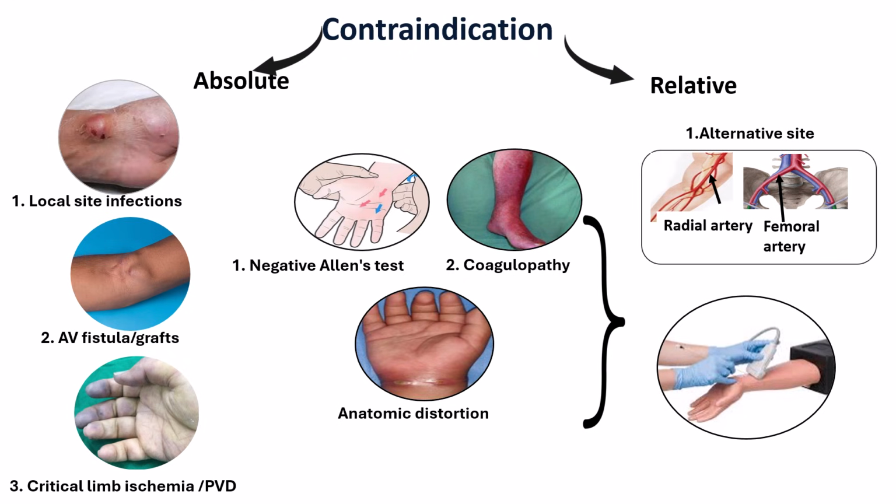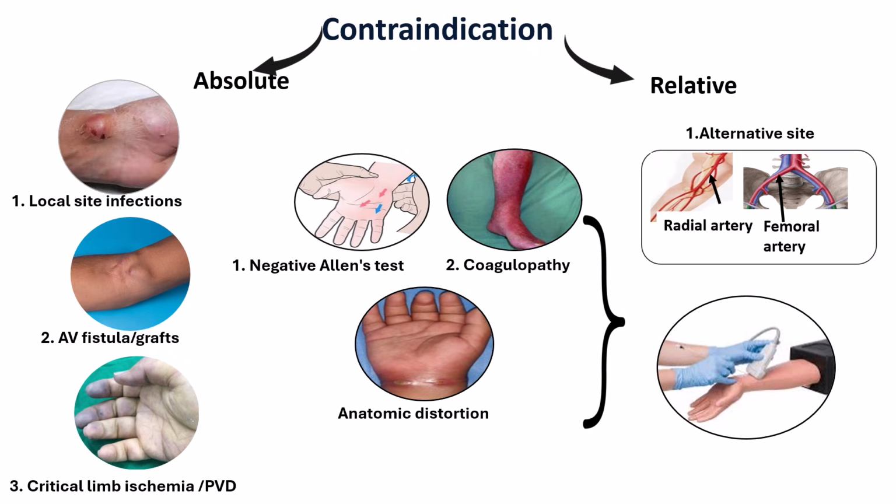Limbs affected by severe peripheral vascular disease with absent pulses or critical ischemia should generally be avoided. Relative contraindications require careful risk-benefit assessment before proceeding. An abnormal Allen's test indicating inadequate collateral circulation contraindicates radial artery puncture due to ischemic risk. Patients with severe coagulopathy and thrombocytopenia or those receiving thrombolytics or anticoagulation therapy have increased bleeding risk.